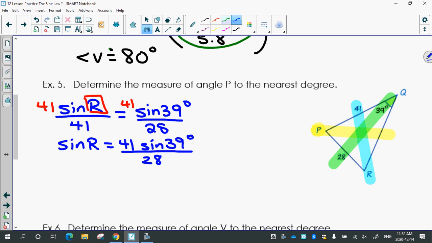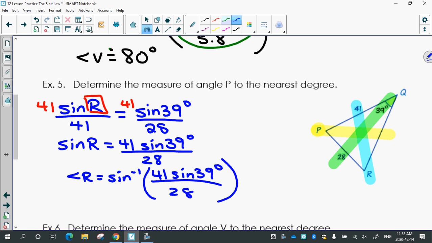But that's the sine of R. I want angle R. So angle R is going to be the sine inverse of that whole thing. And that's not even what they're asking me for. They're asking me for angle P, but that'll be easy to find after I find angle R.